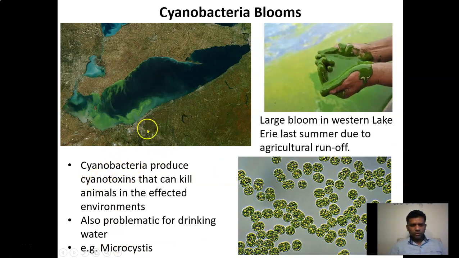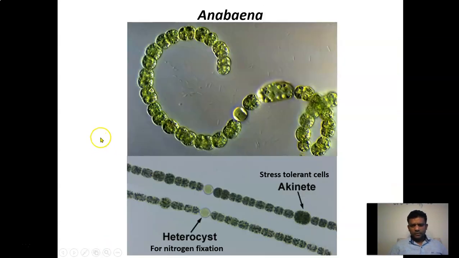When they overgrow in the water, they can deplete the oxygen, and they can also release toxins called cyanotoxins that can kill animals like fish that live in the water. And if the water from the lake, when it goes through the purification system, is not adequately purified, it can also cause problems for drinking water. There are other kinds of cyanobacteria which are not necessarily bad, and actually they are really important ecologically.